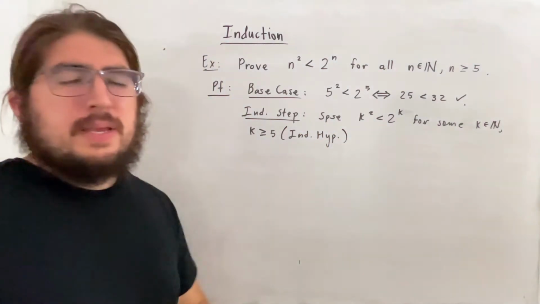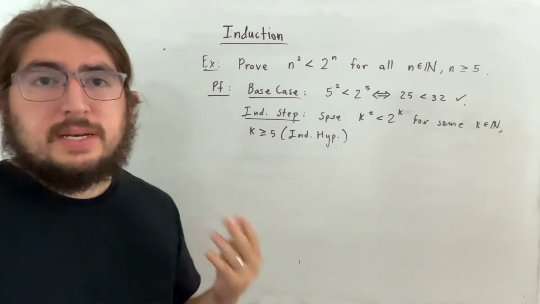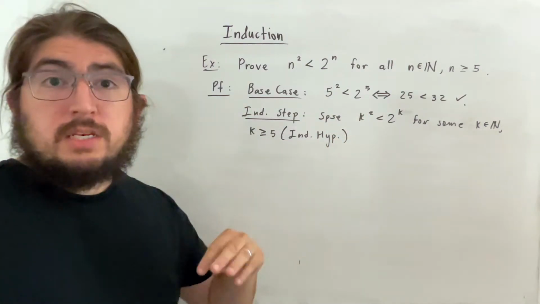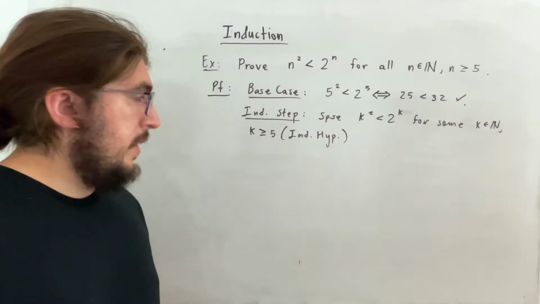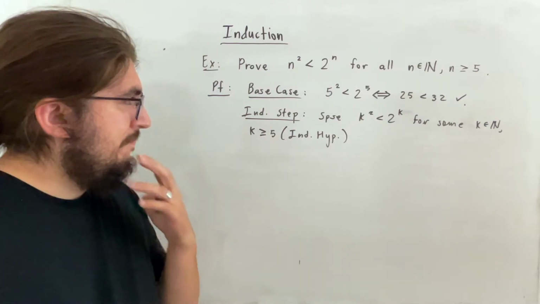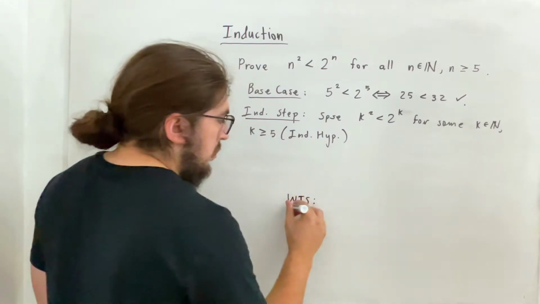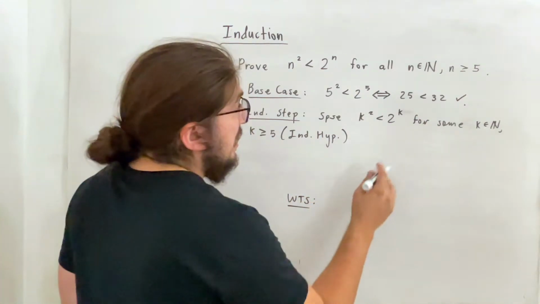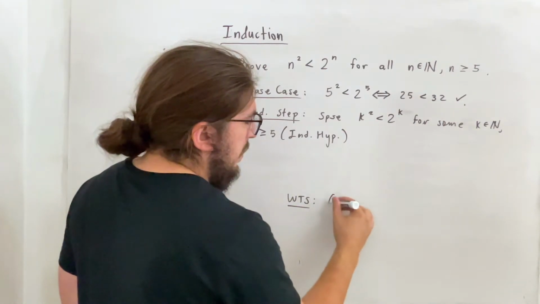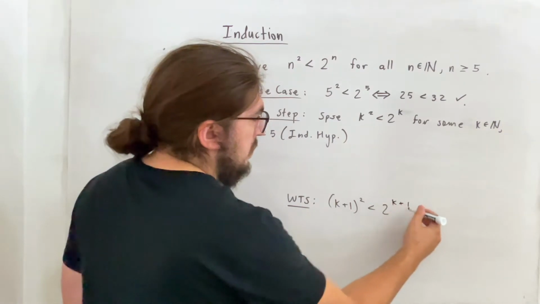But now the next step, again, it's a little weird because it's not always the same thing you'll be doing. It's some type of algebraic manipulation. We have an inequality, so we can do something to both sides of the inequality. What I want to do is, well, kind of think about what we want to show. We want to show, WTS, want to show, that this is true for k plus 1. So k plus 1 squared is less than 2 to the k plus 1.